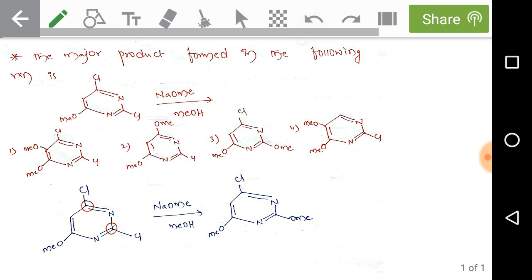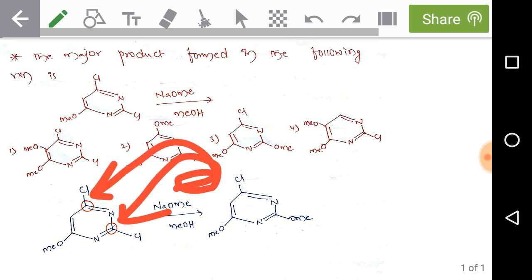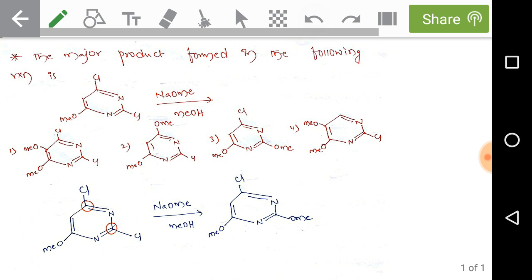Okay, right. As we know, sodium methoxide can act as a nucleophile. That means the methoxy group can attack at 2 possible positions. One can think the methoxy group can attack at the 2 positions. So which will be the correct answer for the given problem? This is the confusion that arises in the minds of aspirants in the examination hall. Now we need to think more deeply here.